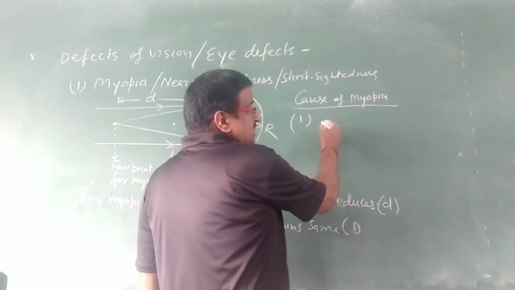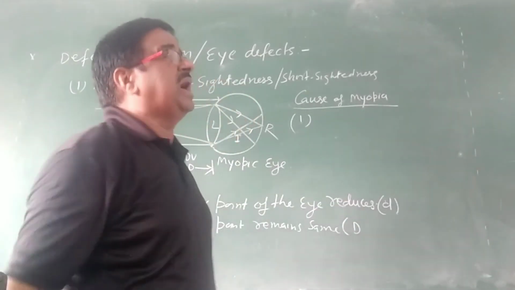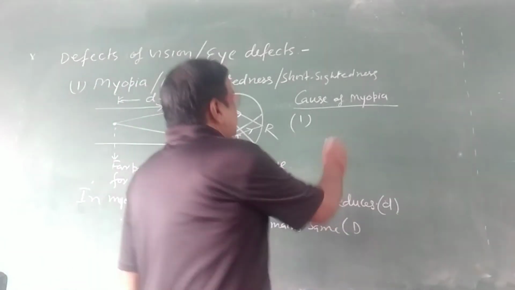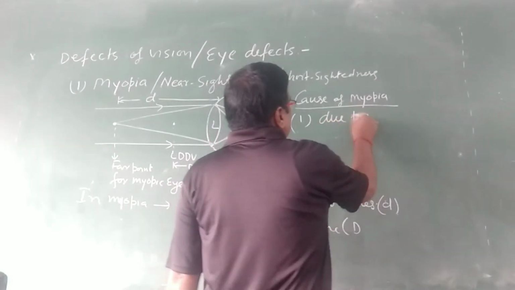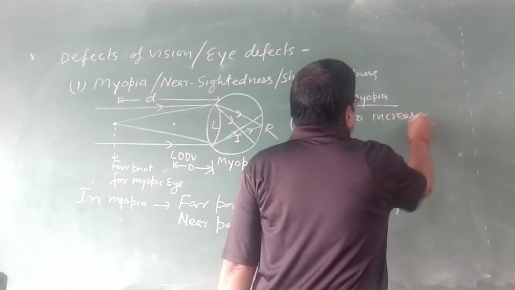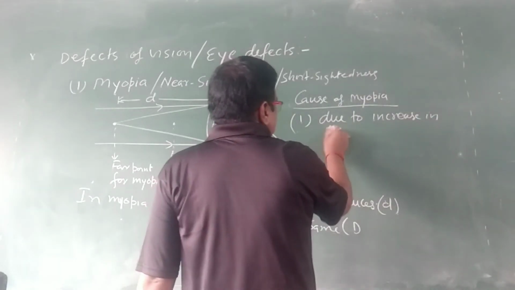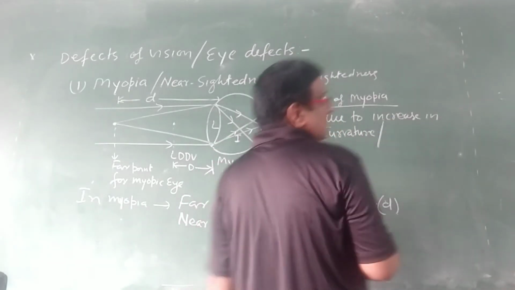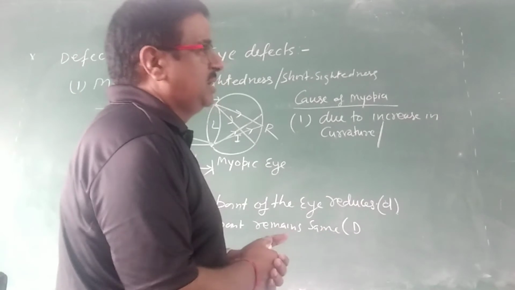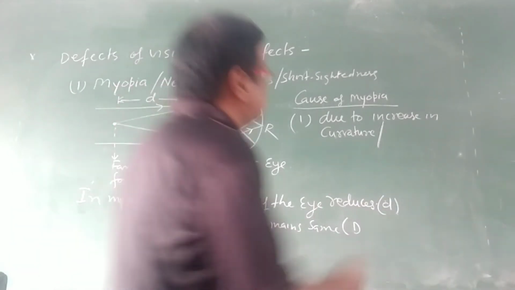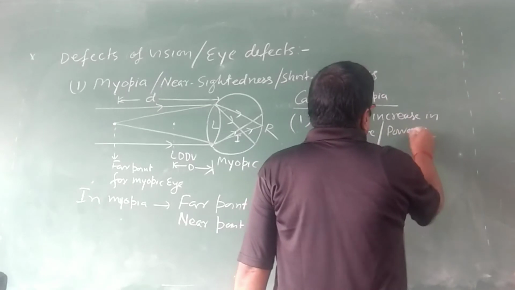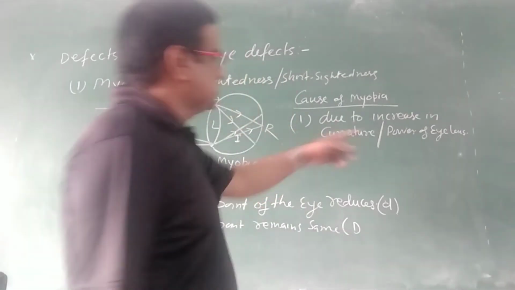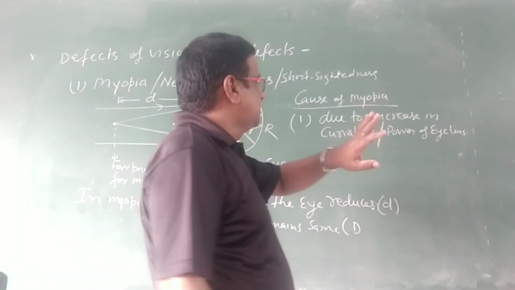It is caused due to excessive curvature of the eye lens, that is, an increase in the curvature of the eye lens. So due to increase in curvature, what will happen? The power of the eye lens increases.